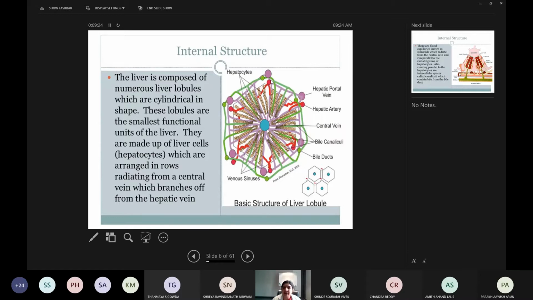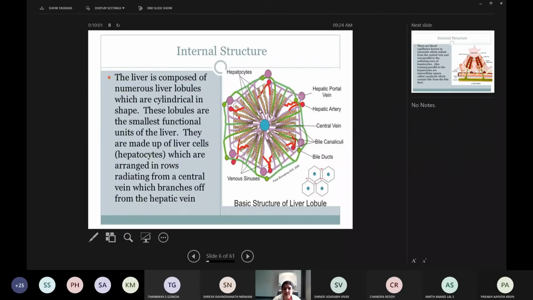In this order, these three constitute the portal triad, and you can see along with these hexagonal points, radiating sinusoids are present. These are all radii which we see from each of these points, pointing at the central part of the lobule, which is called the central vein, which is a part of the hepatic venous system. And along all its radiations, these sinusoids are lined with hepatocytes.